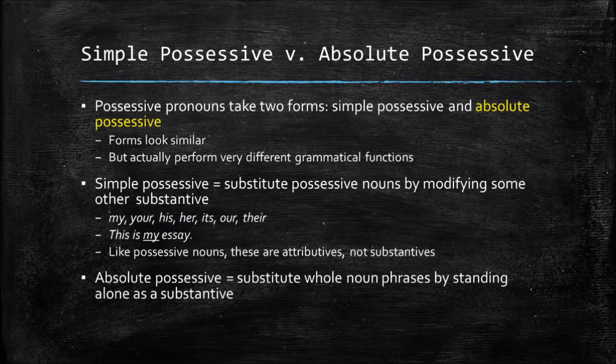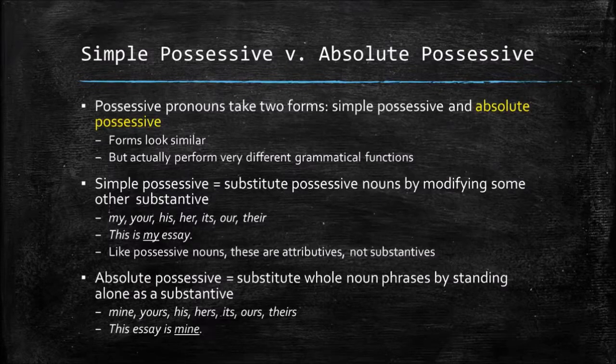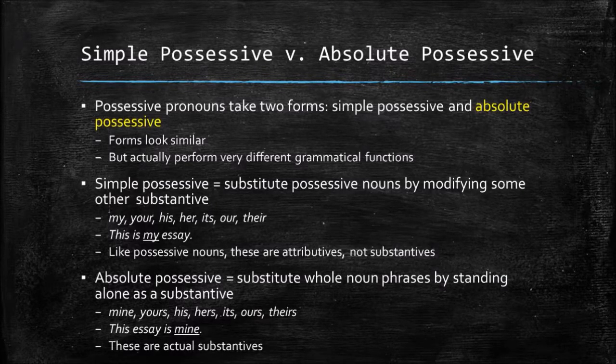Absolute possessive pronouns, on the other hand, substitute whole noun phrases by standing alone as a whole substantive. So whereas simple possessives are always attributives, absolute possessives are always substantives. Our absolute possessives are mine, yours, his, hers, its, ours, and theirs. As in, this essay is mine. You can see here that absolute possessives actually stand in for stuff in sentences because the word mine in that sentence is a substantive. It is a thing. This essay is a thing. It is mine.